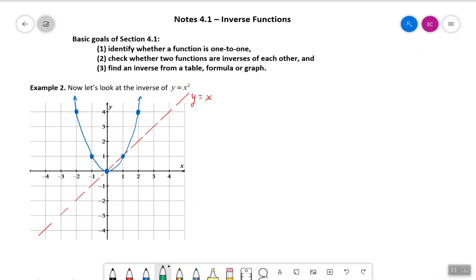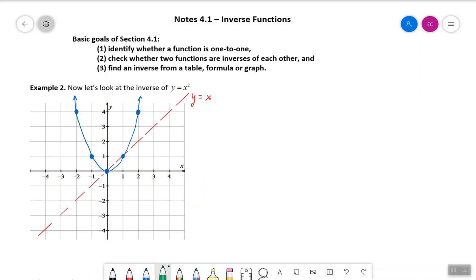So last time we learned three different ways to find the inverse. We could do it with a table or a graph or symbolically. Let's start with the graph. So I have the graph of y equals x squared drawn, and I also drew the line y equals x. Remember that the inverse function is just going to be a reflection over the line y equals x. So that's important to remember.